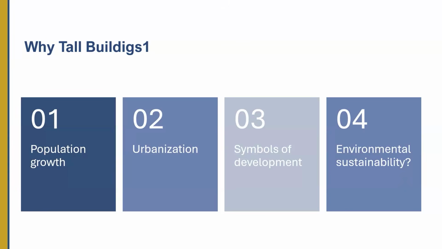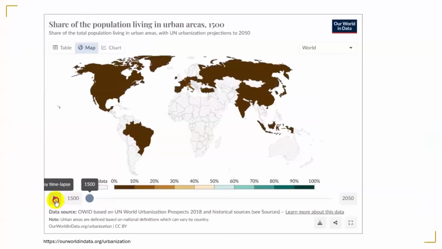And then environmental sustainability. Now, this is a question mark on both sides. Tall buildings, are they environmentally friendly or are they environmentally unfriendly? And there is an argument on both sides. But you will see that actually making a tall building is environmentally friendly in the long run. And we will show why that is the case. So that is the population living in urban areas. And let's see how that changed over time.